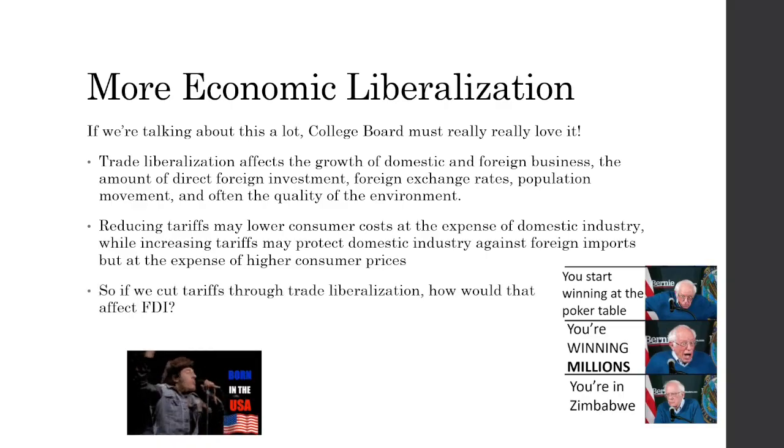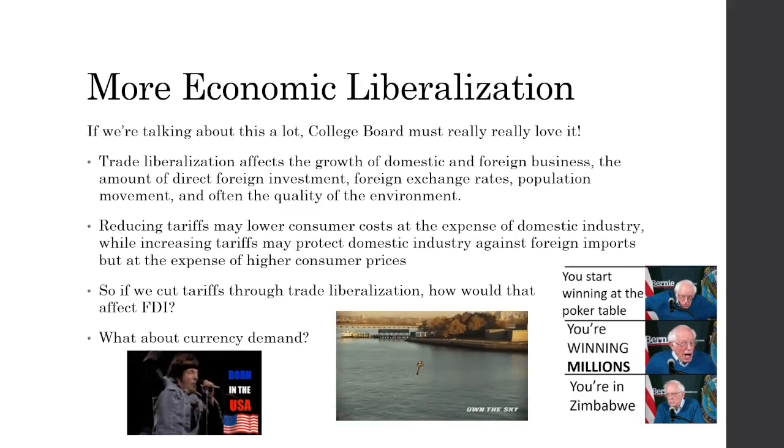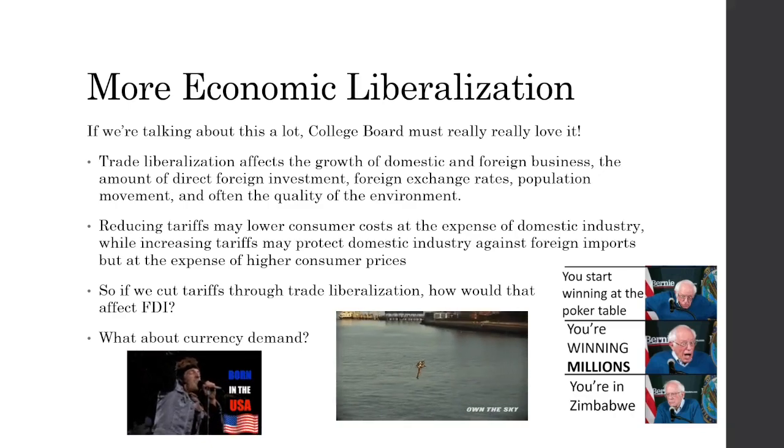So what if we cut tariffs through liberalization? How would that affect FDI? Well, if we cut those taxes, imports are probably going to increase because those importers are going to have less barriers into bringing their goods and services into a country. Now, what about currency demand?